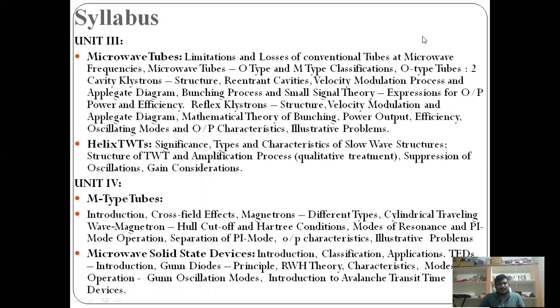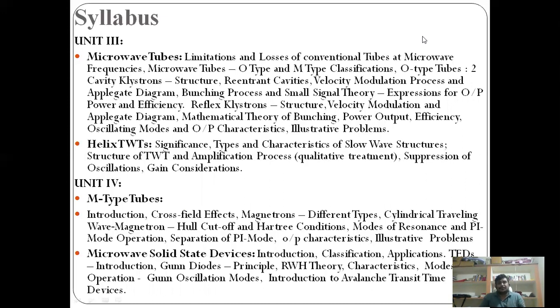We'll discuss the magnetron. The best example of a magnetron, which we generally use in our daily life in home appliances, is the microwave oven. In a microwave oven, we are using a magnetron. After that, we'll discuss microwave solid-state devices. What are the solid-state devices we have in EDC?